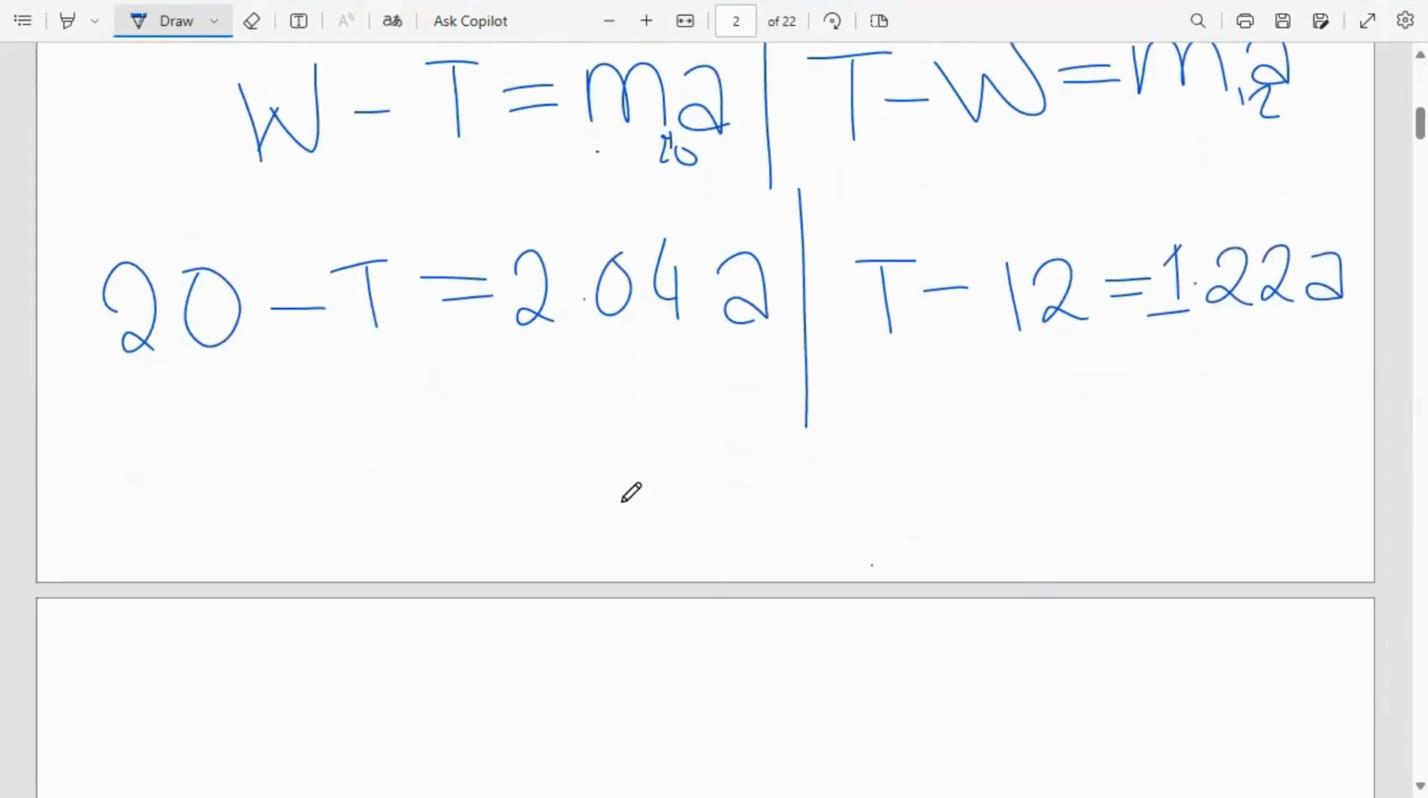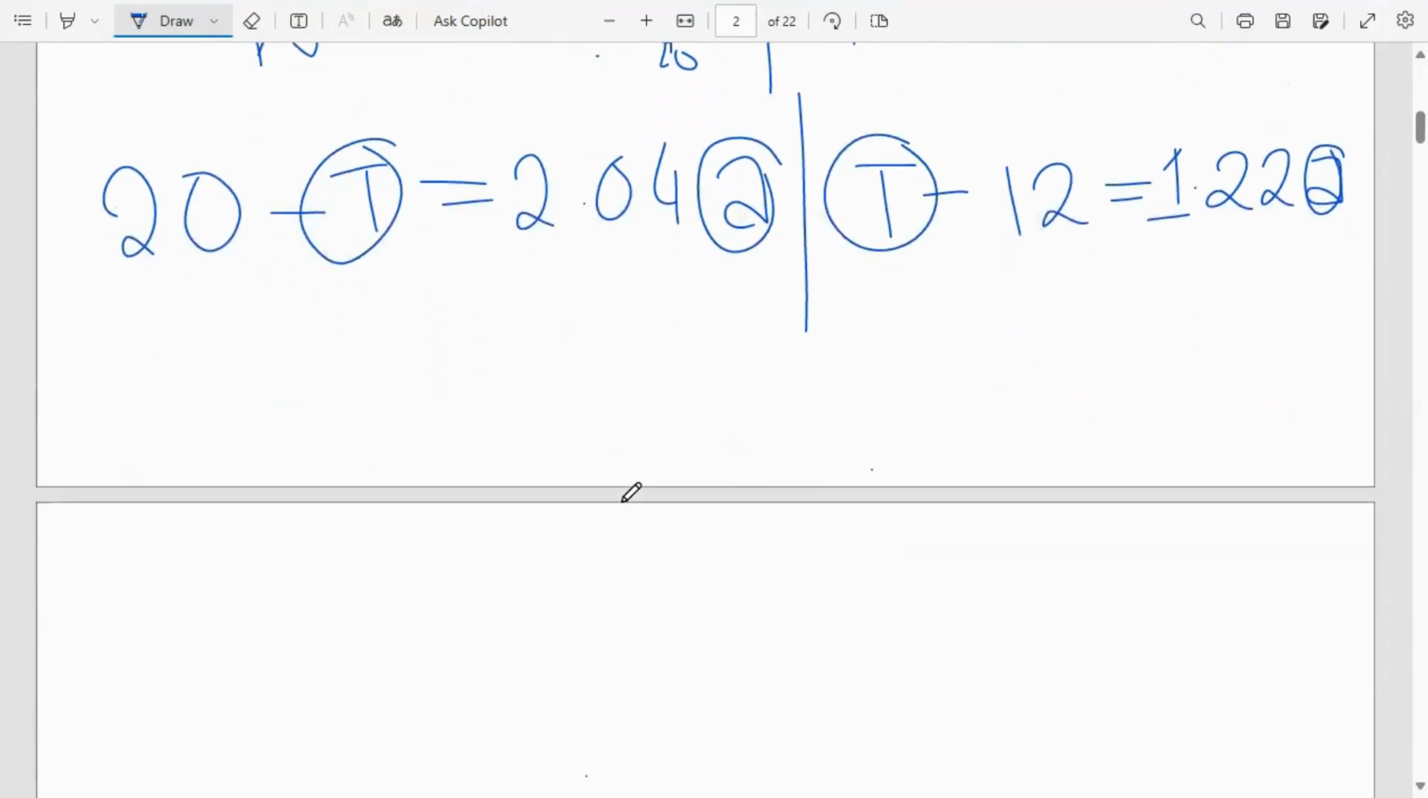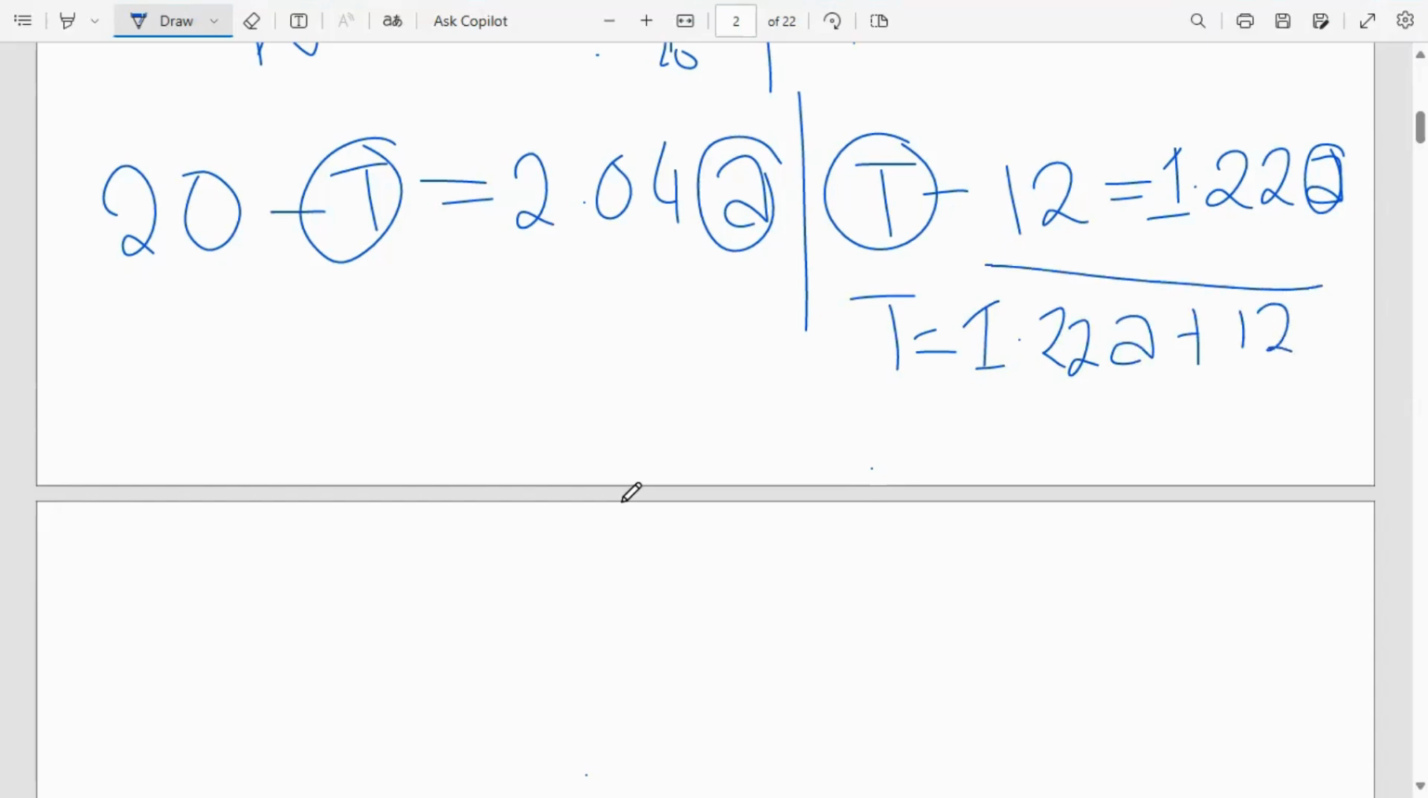So now that we have these two equations, you can see we are missing two common things. We're missing tension and acceleration. We have a system of simultaneous equations. So what can we do? We can solve them as a system. We're going to make either T or A in one of these equations the subject of the formula and replace it into the other equation. So here I'll say T is equal to 1.22A plus 12.